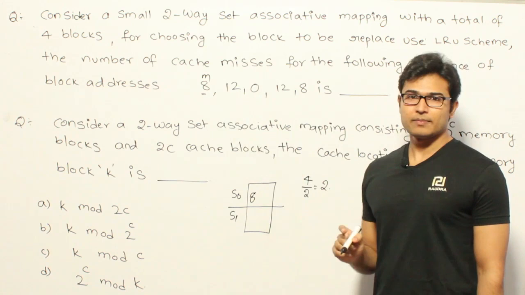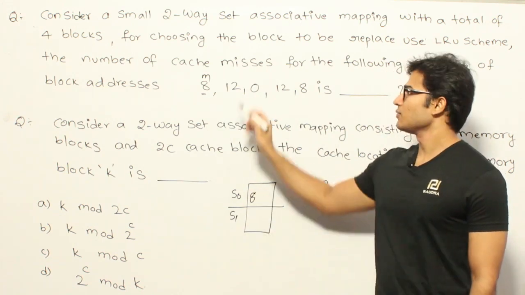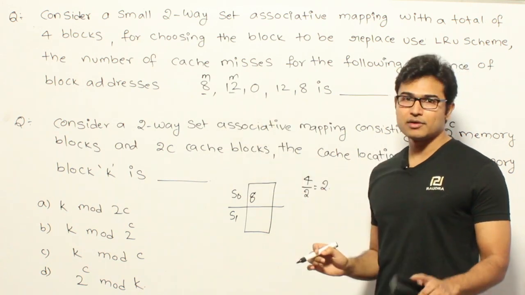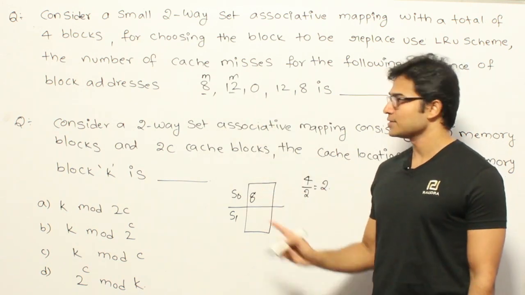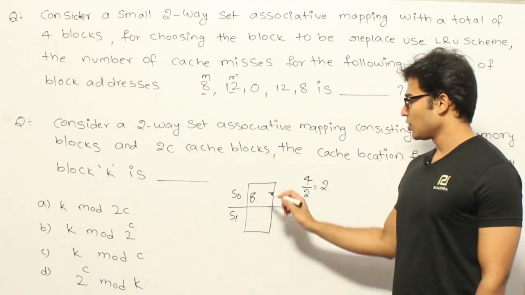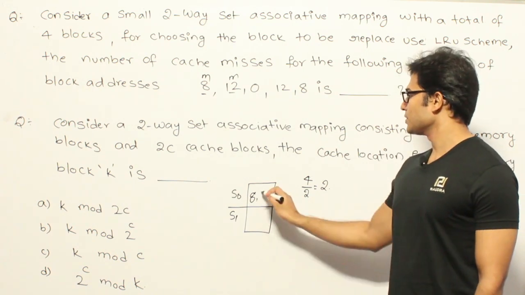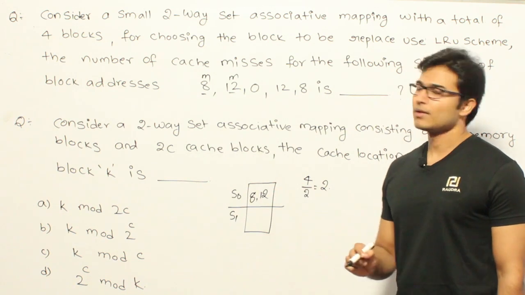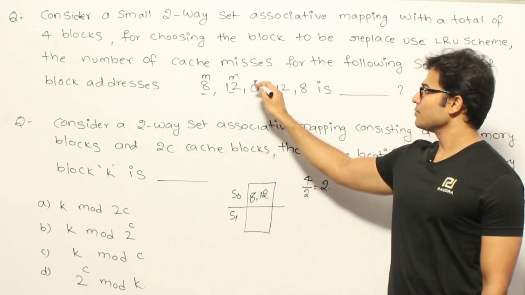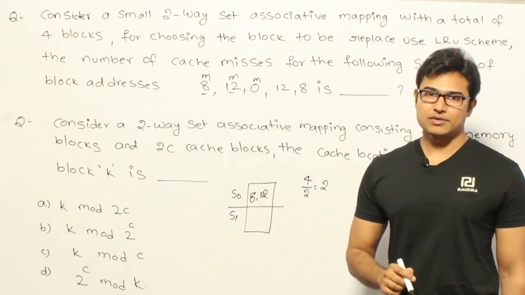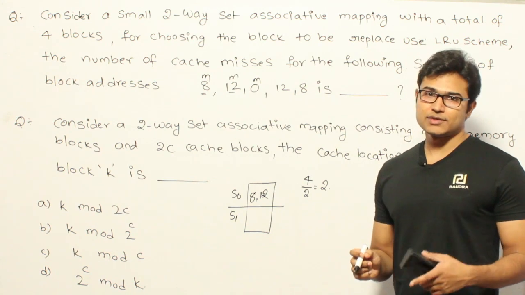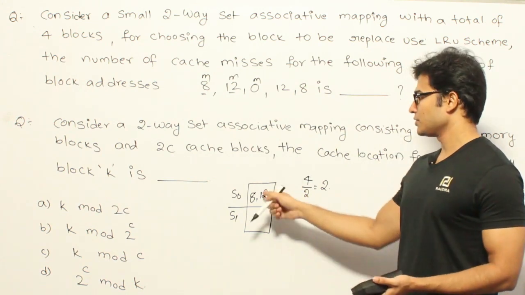Now what about 12? 12 is also not present there, therefore it is a miss. But where are you going to place it? Again divide 12 by 2 and take the remainder, which is 0, which means you should go to set 0. Now in that set 0 we still have some empty space, right? Because only one block is full, the other block is empty, so 12 has to be kept here. Got it? Okay, and what about 0? According to cache it is again a miss because it is not present in the cache, right? Therefore where should you place it? Again 0 divided by 2, the remainder is 0, therefore it has to go into set 0.